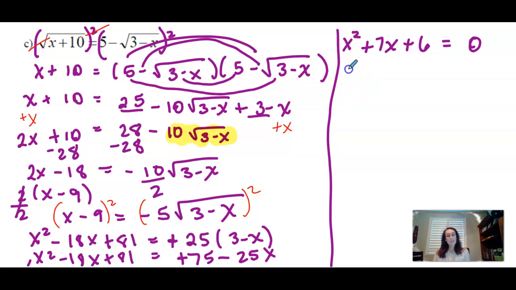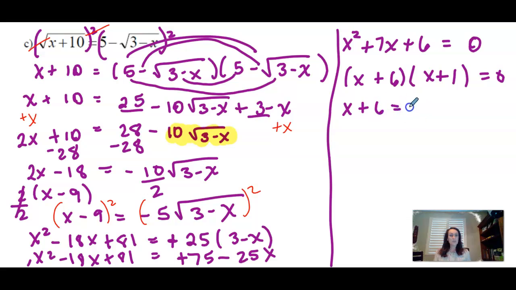So now I'm going to go ahead and factor this really simple quadratic equation. And I know that 6 times 1 is 6. And when I add outside insides, I'll get 7x in the middle. You take each of these and put them equal to 0. And then x is going to equal negative 6. And x is going to equal negative 1.